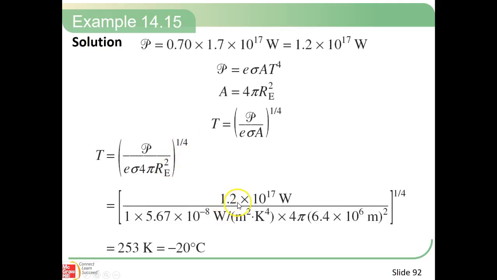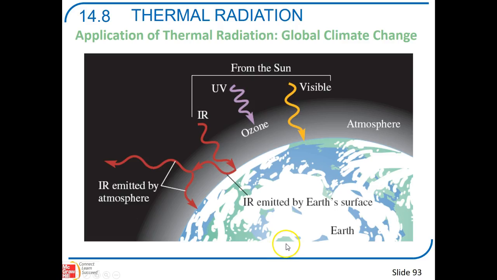So we're going to plug everything in, 1.2 times 10 to the 17th watts, over 1 times 5.67 times 10 to the negative 8 watts per meter squared times Kelvin to the fourth times 4 times pi, and then here's the radius of the Earth. We'd have to give you that number and we square it. Once you find that answer, you take the fourth root and you end up with 253 K, which if you do your math should be negative 20 degrees Celsius.